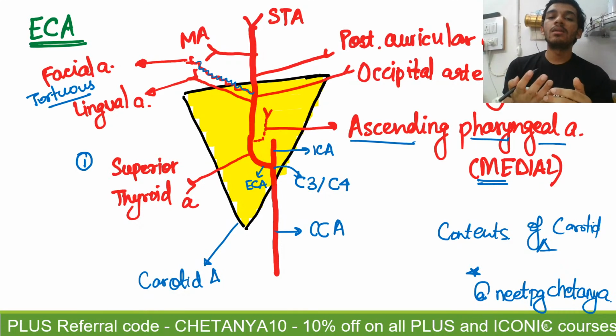Now, after the carotid triangle, we move on, and you will have another branch known as the posterior auricular artery.